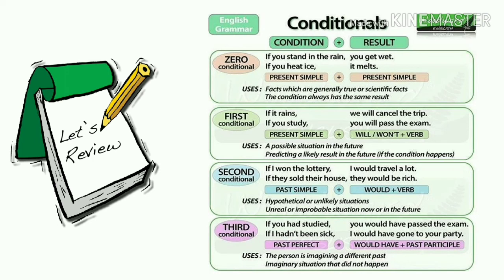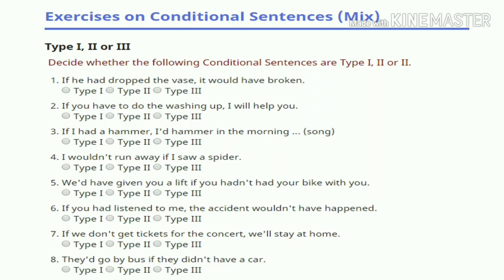Conditional type 3. Example, if you had studied, you would have passed the exam. If I hadn't been sick, I would have gone to your party. It is composed of if plus past perfect plus would have plus past participle of a verb. The person is imagining a different past, a situation that did not happen in the past. All these are the 4 types of conditionals that you should know for your baccalaureate exam.